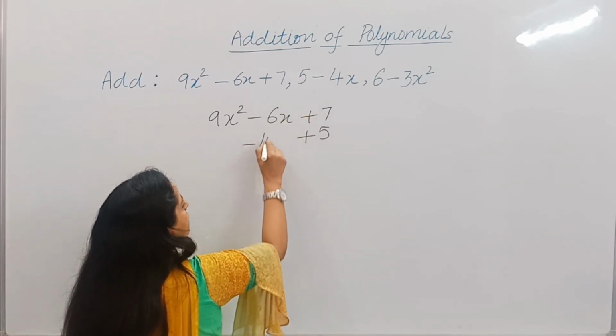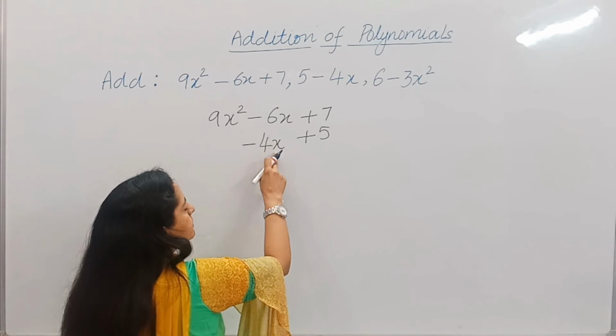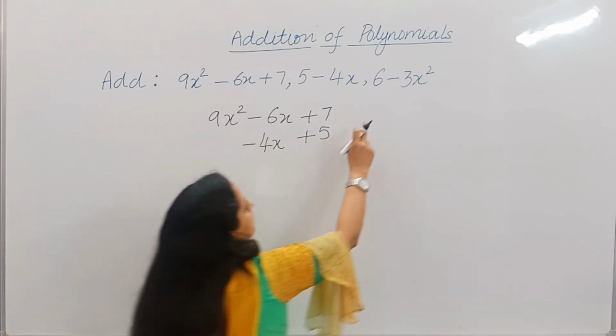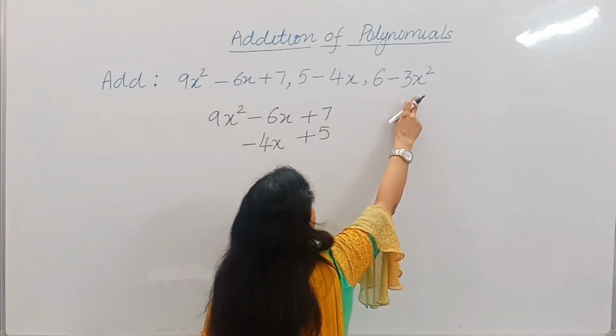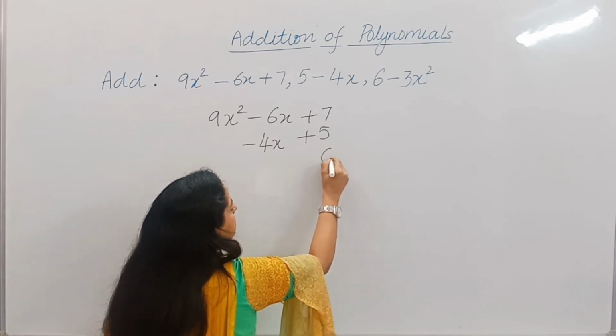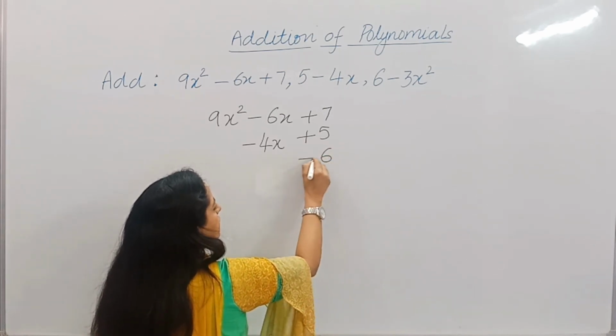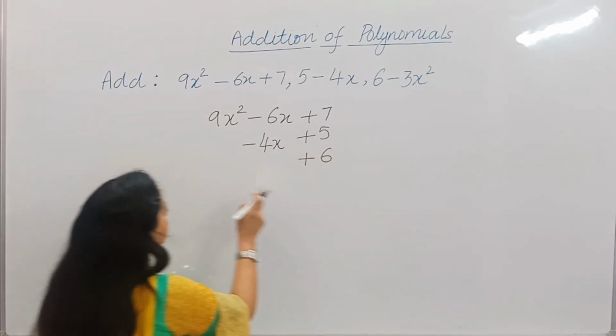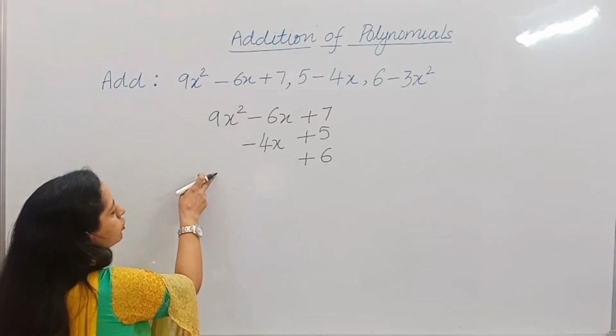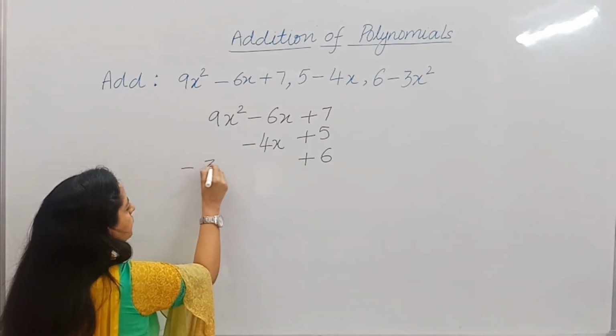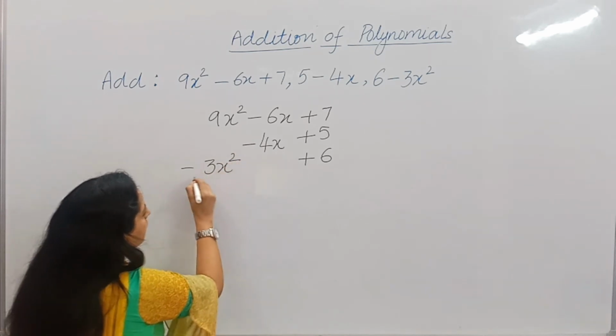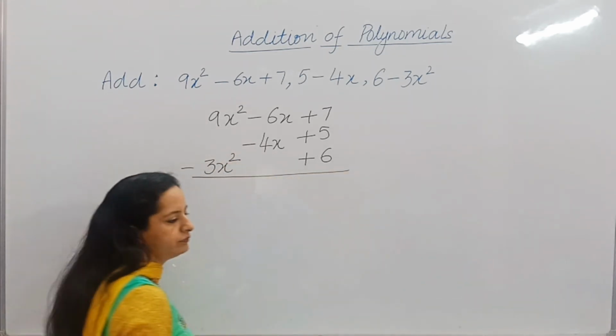Minus 4x, I'll write below x. So I'm writing it below 6x. The third one here, 6 minus 3x square. I'm writing 6 here, being numeric. Plus sign. Minus 3x square, I'll write it below 9x square. So minus 3x square. Now adding them.